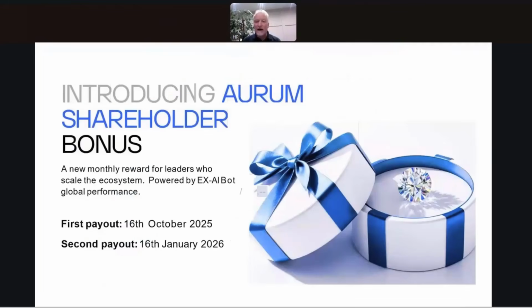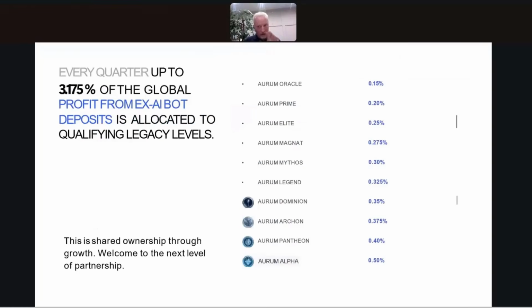So, ladies and gentlemen, the last thing I want to talk about is the shareholder bonus. We've touched on it. They take 3.175% from all of the trading profits of the EXI bot. Now, there's over 50 million trading. Think about that. At the moment, there's over 50 million trading. By the time you get to Oracle, do you think there's 100 million trading? They take 3.175% of the profit.